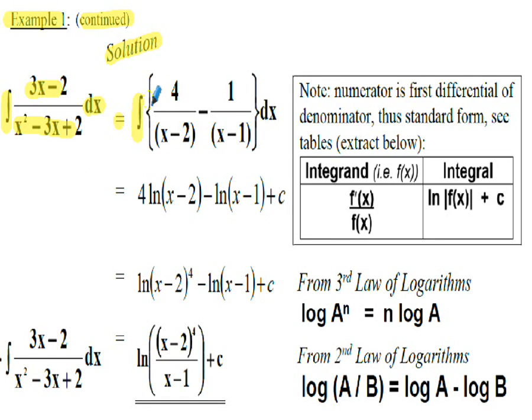integral can be written as the integral of 4 over x minus 2 minus 1 over x minus 1 with respect to x. I'm going to use a standard form here for the integration process from our tables on previous slides. This is the situation where the numerator is the first differential of the denominator, and the standard form is as shown below. So in other words, if our integrand is of the form the function dash x over the function of x, we can write the integral down as the natural log of the magnitude of the function of x plus a c for indefinite integrals.